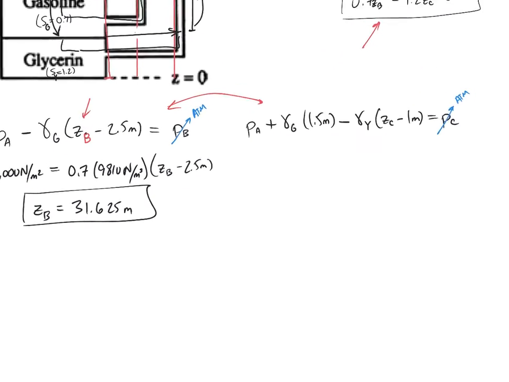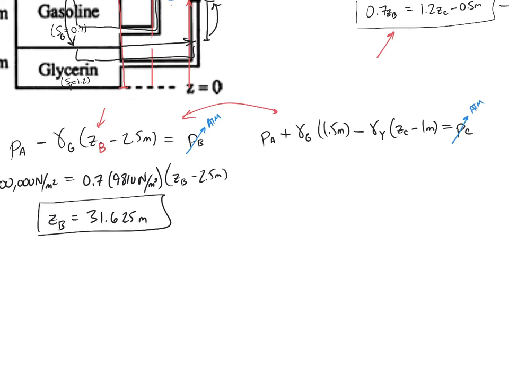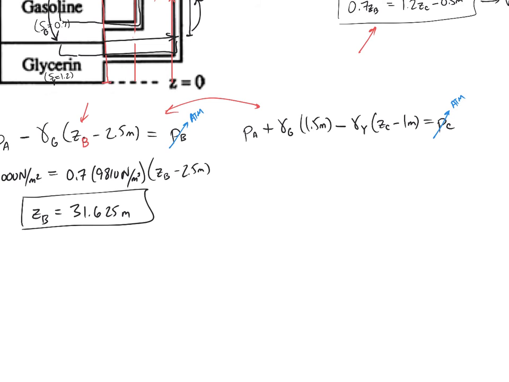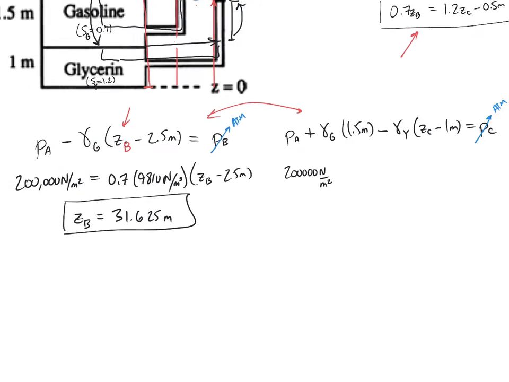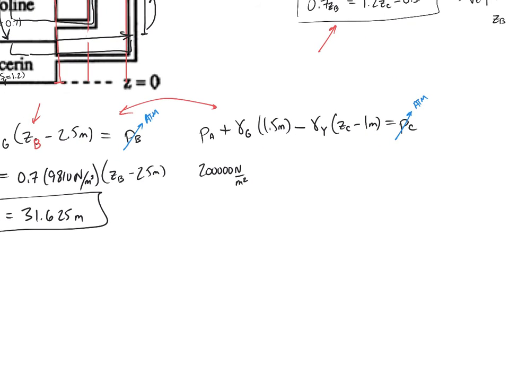Over here on the right equation, let's see. PA is 200,000 newtons per meter squared, plus gamma G. Remember, that's going to be SG, so the SG is 0.7, times 9810 newtons per meter cubed. So that's the gamma G. Multiply that by 1.5 meters.